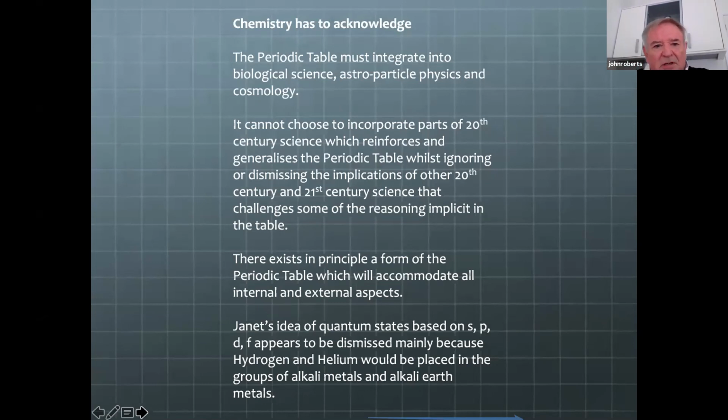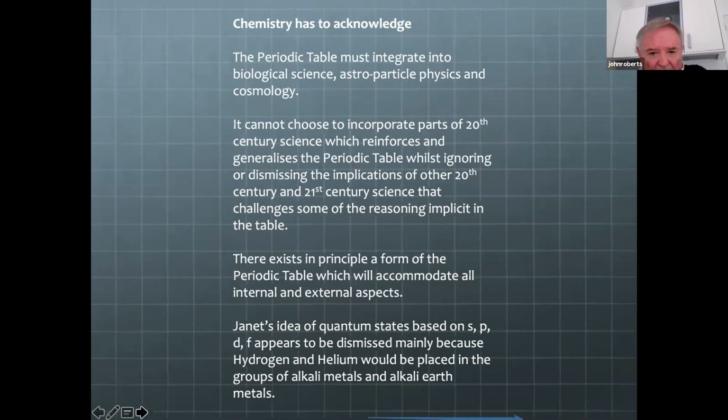As you can see from what I'm saying here, the periodic table must integrate into biological science, astroparticle physics, and cosmology. It cannot choose to incorporate parts of 20th century science which reinforce and generalize the periodic table, whilst ignoring or dismissing the implications of other 20th and 21st century science that challenge some of the reasoning implicit in the table. So there exists in principle a form of the periodic table which will accommodate all internal and external aspects. Janet's idea of quantum states based on SPDF appears to be dismissed mainly because hydrogen and helium would be placed in the groups of alkali metals and alkaline earth.